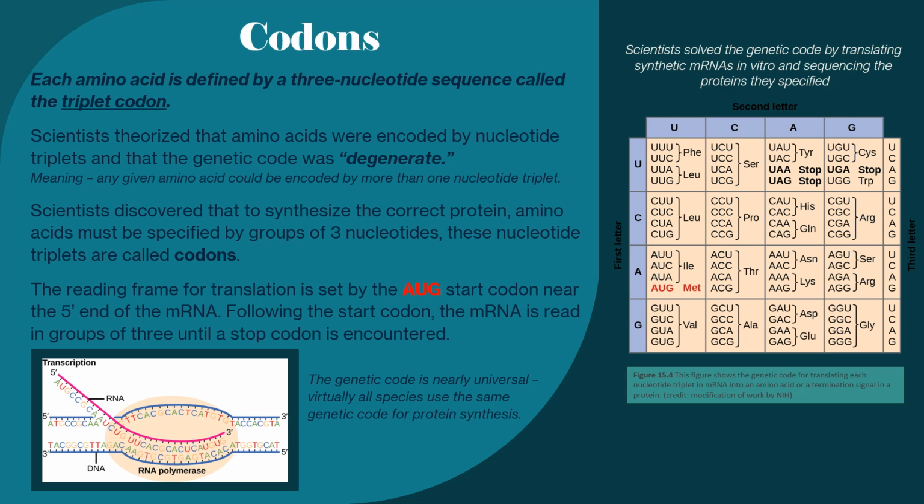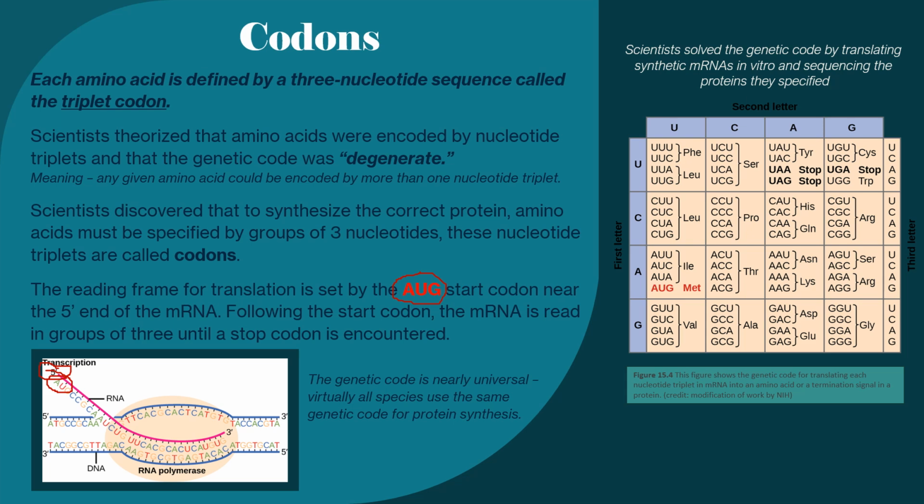The reading frame for translation, which is the process we're starting, is set by the AUG start codon. So when the enzyme finds AUG, it's a starting point, the start codon near what we call the 5' end of the mRNA sequence. Following that start codon, AUG, the mRNA is read in groups of 3 until the stop codon is encountered. So there's a start and there's a stop. Basically, we start at the start codon and begin making our piece of mRNA, and once they hit that stop codon, they'll stop the piece of mRNA from continuing.